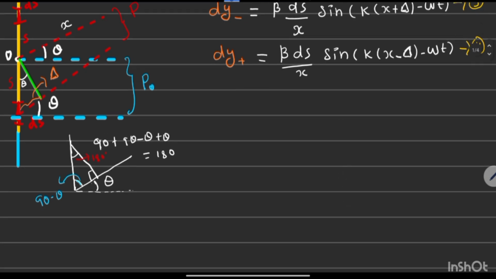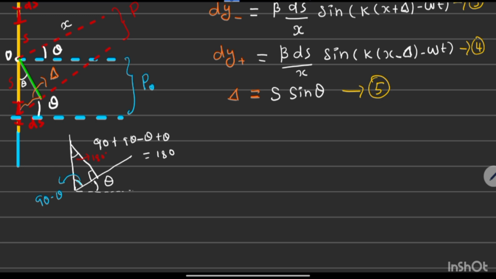Now what is delta? Delta is the path difference which can be estimated. This is our delta. This is the path difference between these two rays. Delta is nothing but s times sine theta. This is s and this is theta. So this side would be given by s times sine theta that I wrote here.